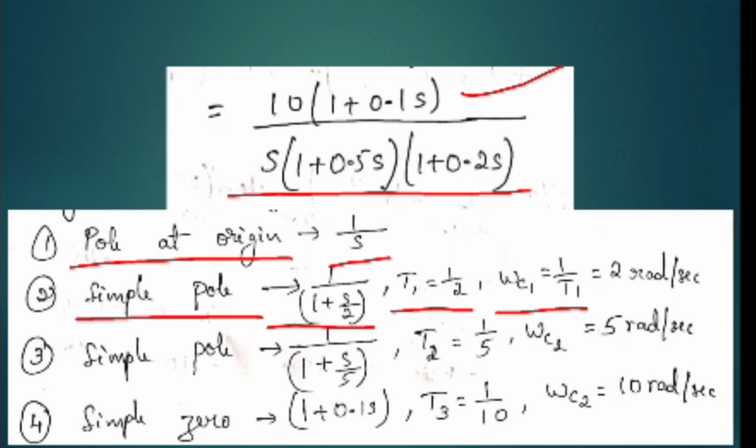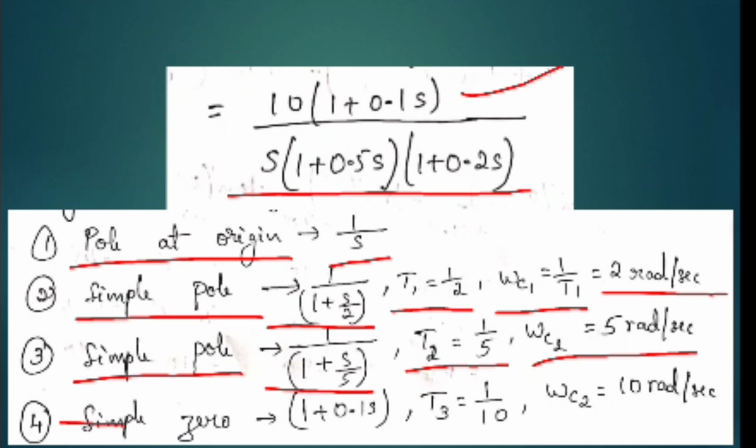Omega c1 will be inversely proportional to T. So hence 1 by 2 becomes 2 radians per second. Next simple pole is 1 divided by (1 plus s by 5). Taking the value of T2 which is equal to 1 by 5, omega c2 will be 5 radians per second. Next a simple zero, that is 1 plus 0.1s, T3 will be equal to 1 divided by 10, that is nothing but 0.1. So inversely proportional to T is omega c3, so that becomes 10 radians per second.